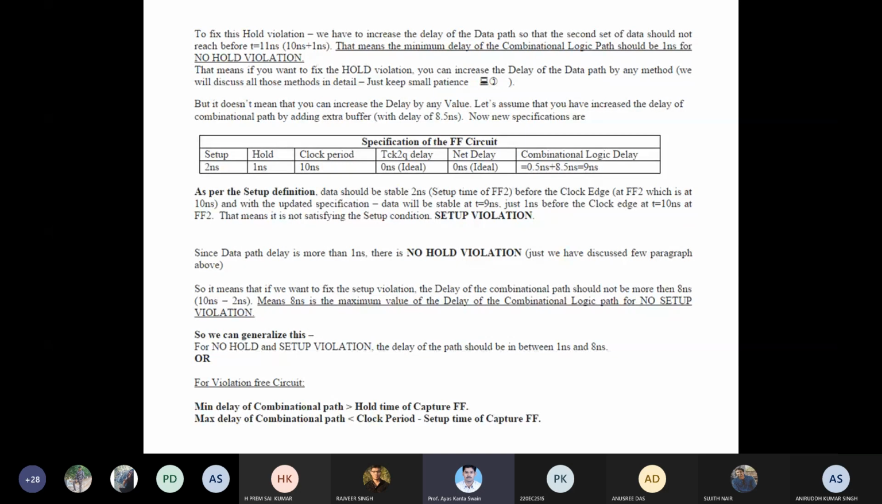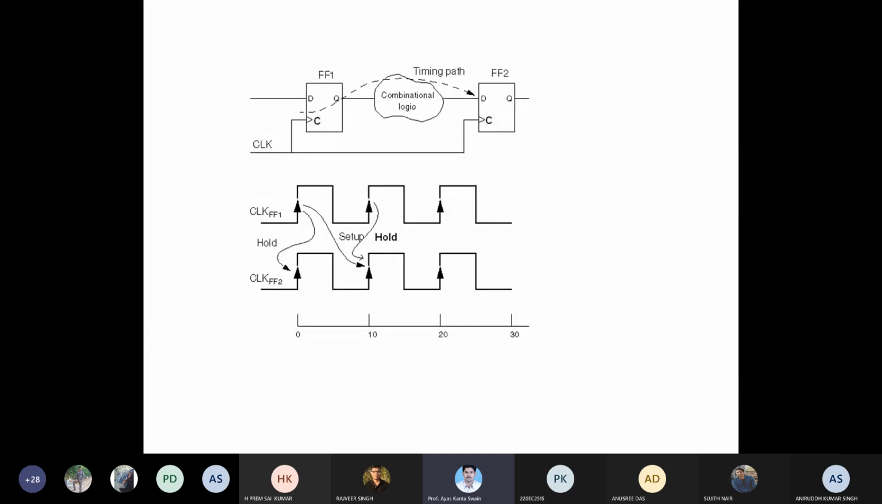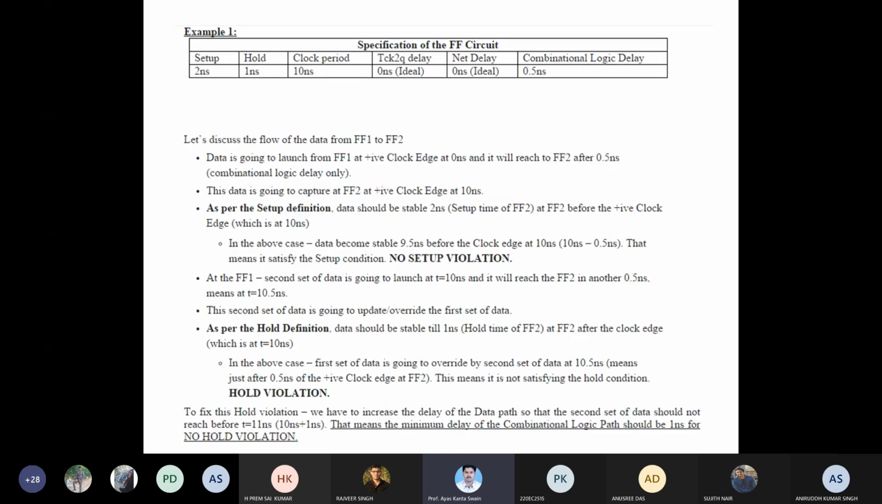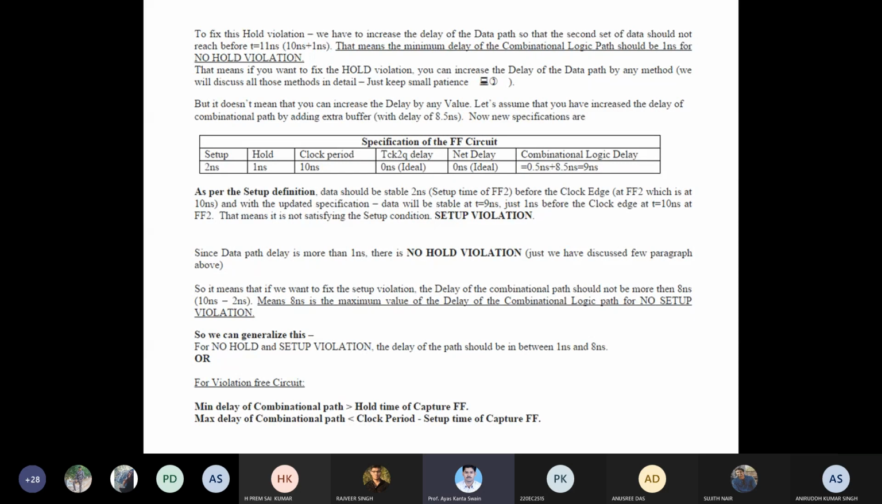Buffer with the 1 nanosecond or 0.5 nanosecond one buffer you can put. So it will increase the delay, right? But this buffer will not change the functionality of the design, it will just help you to maintain the timing. Okay, so similarly other methods are given towards the end of the slide so that you can go through.